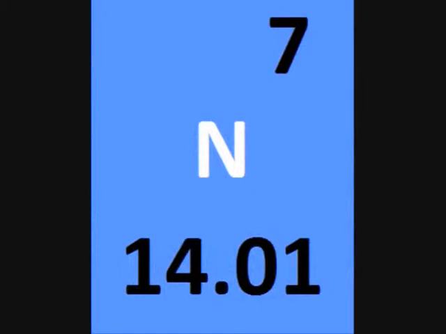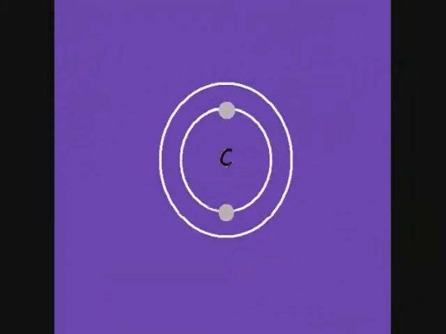Let's look at nitrogen. Its atomic number is 7. This tells us that it has 7 protons and 7 electrons. But total electrons are different from valence electrons, which are the electrons that actually participate in chemical reactions. Electrons are arranged in orbitals. The first 2 electrons are in the orbital closest to the nucleus. This orbital can only hold 2 electrons, so the 4 remaining electrons move to an outer shell.